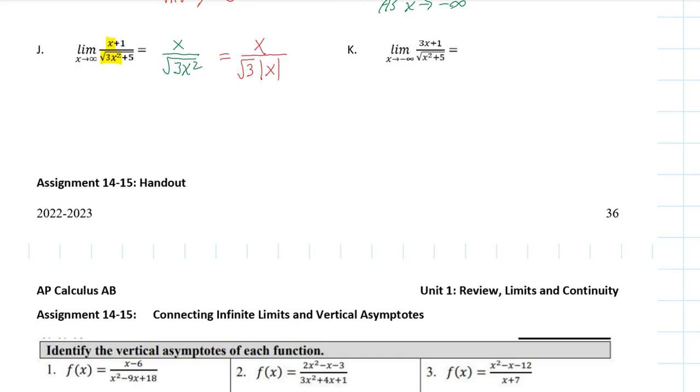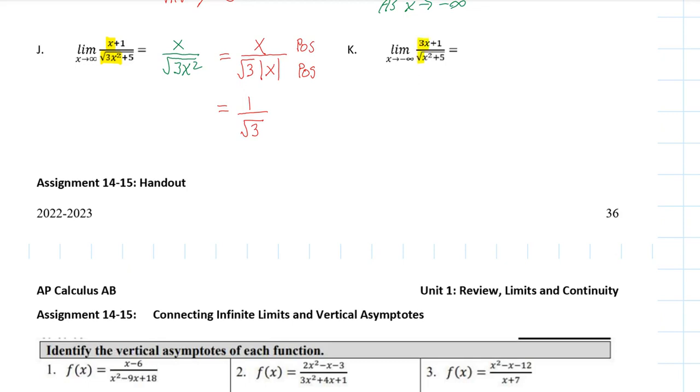So when I look at this limit here, I can look at the denominator as root 3 times the absolute value of x. Now, if you look back at your limit, this is as x goes to positive infinity. So the top is going to be positive. The bottom is going to stay positive because of the absolute value anyway. So the x's actually cancel each other out and leave me with a horizontal asymptote of 1 over the square root of 3. Now look at the next one. The limit as x goes to negative infinity.